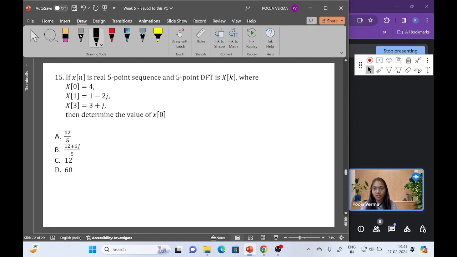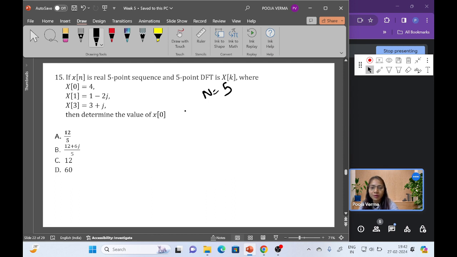So moving to the next question. If x of n is a real 5-point sequence and the 5-point DFT is X of k, where X of 0 is equal to 4, X of 1 is equal to 1 minus 2j, and X of 3 is equal to 3 plus j, then determine the value of x of 0. Already we have solved one problem. So again, here N is equal to 5 and X of 0, 1 and 3 we know. We need to find X of 2 and X of 4.